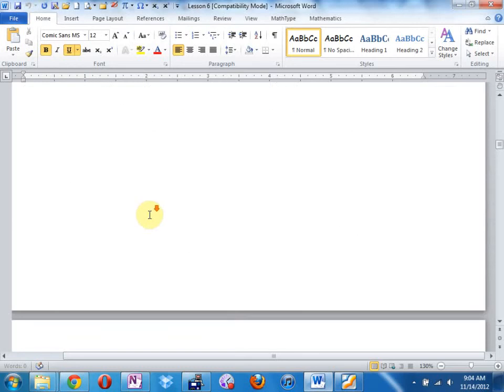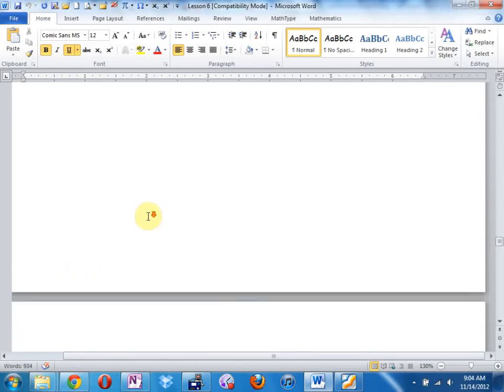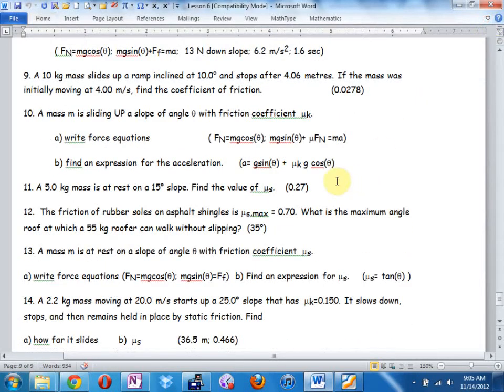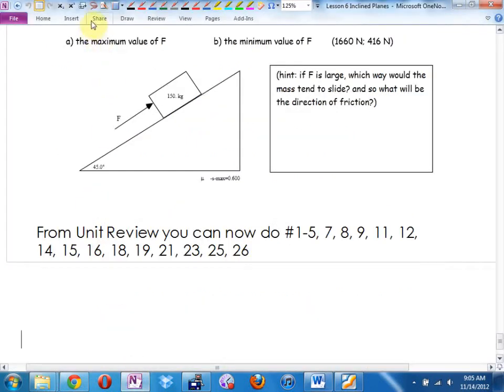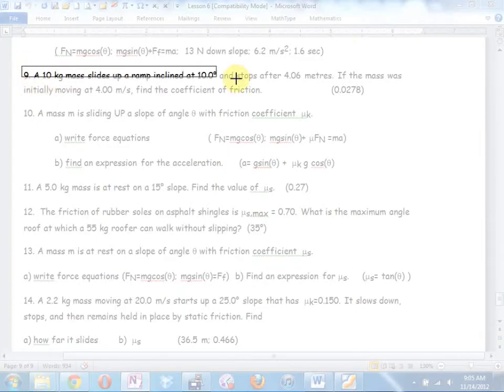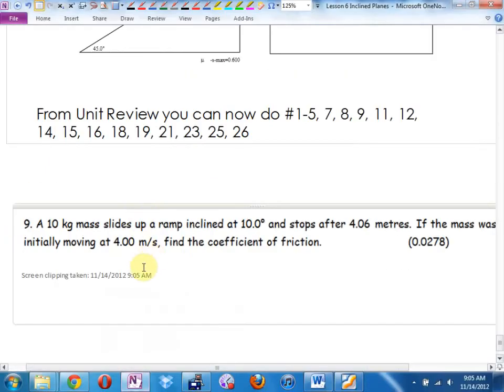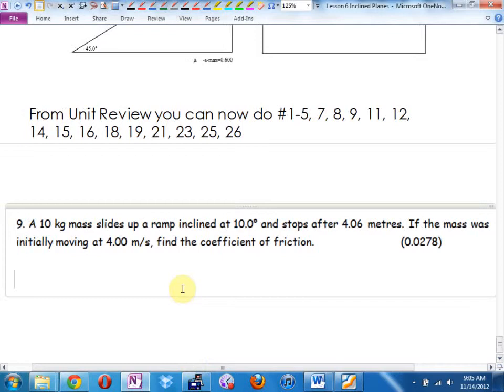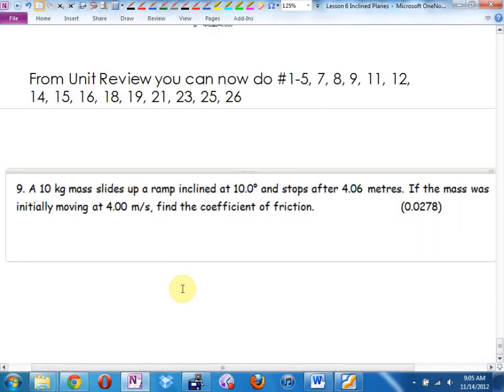Lesson 6. Now, the nice thing is, I'm not going to teach you anything new here if I've done my job right. Hopefully, somewhere along the way, you'll go, oh, okay, I can see what to do the rest of it. I do like this tug of war. There are other approaches to solving forces, but the tug of war approach really bails us out of a lot, even most of your first year stuff. Until you have changing masses, then you need calculus. So, a 10 kilogram mass slides up a ramp inclined at 10 degrees, not very steep, stops after 4.6 meters. If the mass was initially moving at 4 meters per second, find the coefficient of friction.